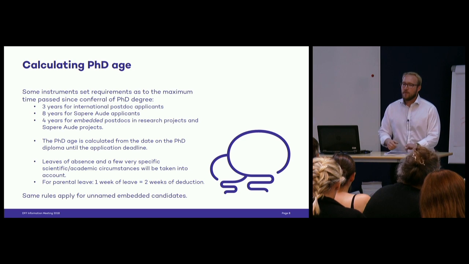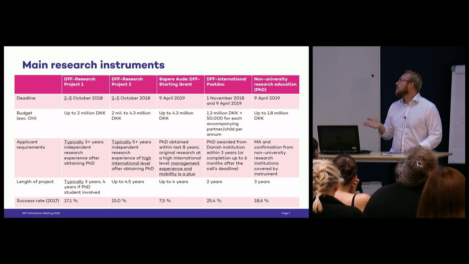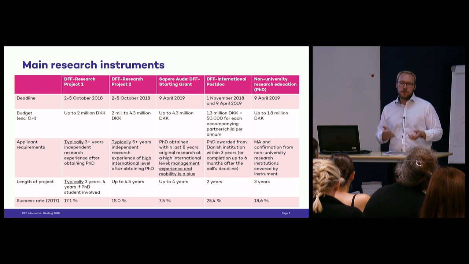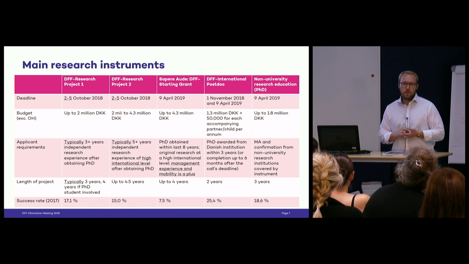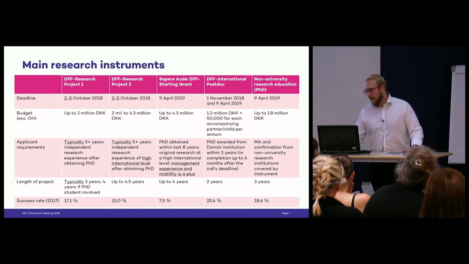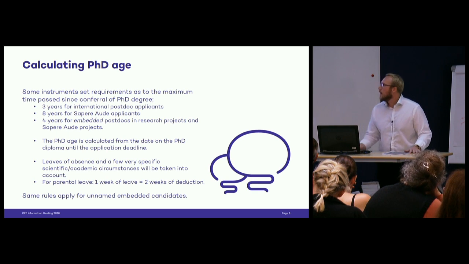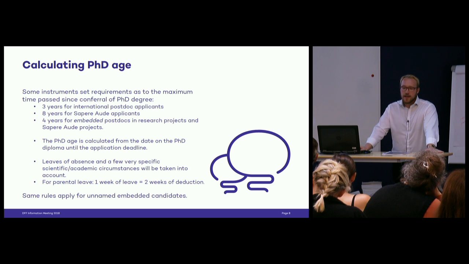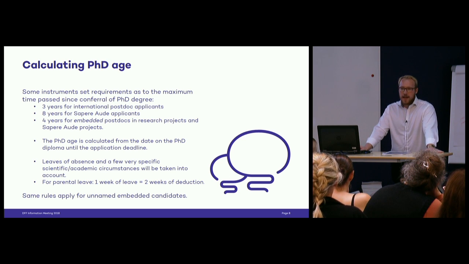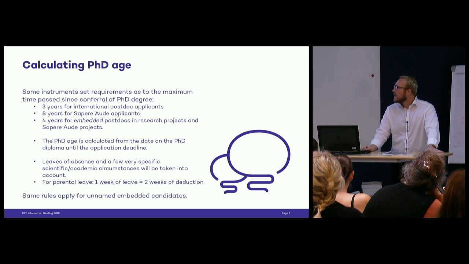As you can see in the table before, some of our instruments, specifically CEPA-AUDE, and whenever a PhD or a postdoc is involved, there are particular requirements relating to date of obtaining a PhD. So how do we calculate PhD age? It's fairly simple. Basically, you look at the date on your diploma and then the application deadline. For international postdoc, the gap between those can be up to 3 years. For CEPA-AUDE, it's up to 8 years.